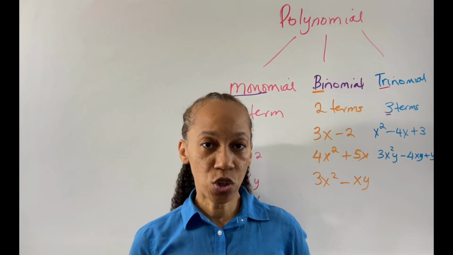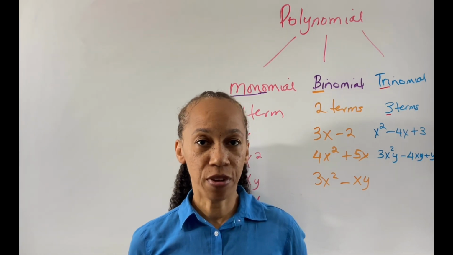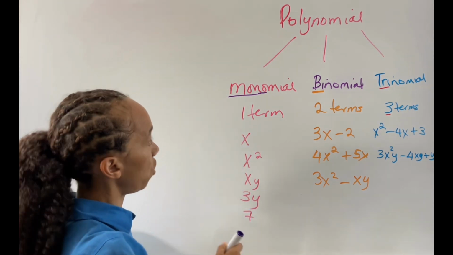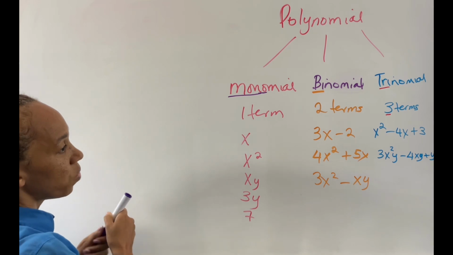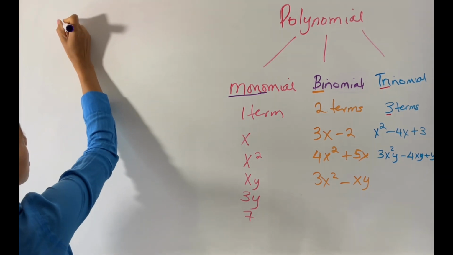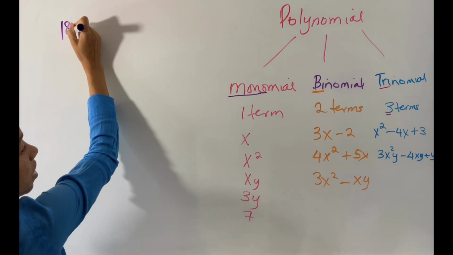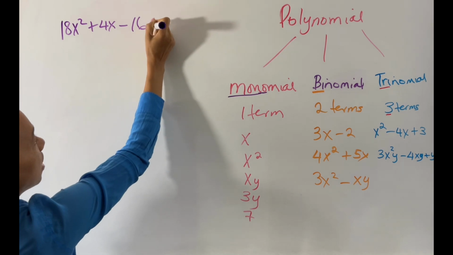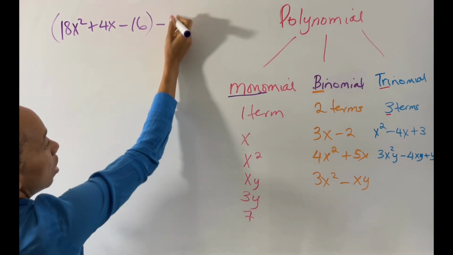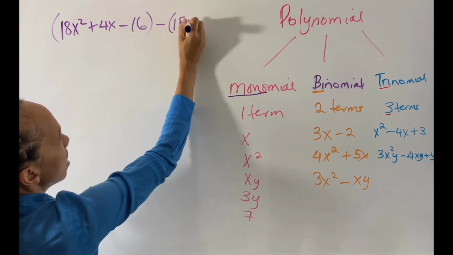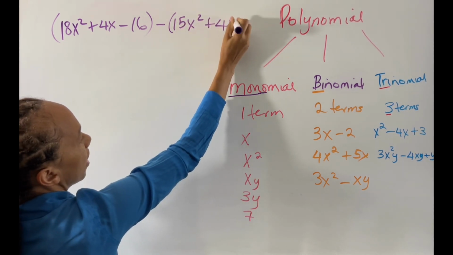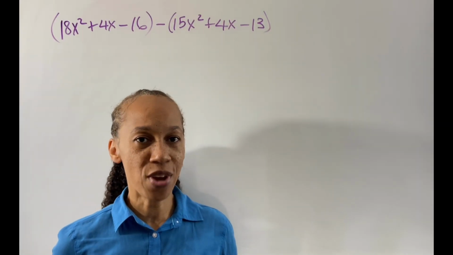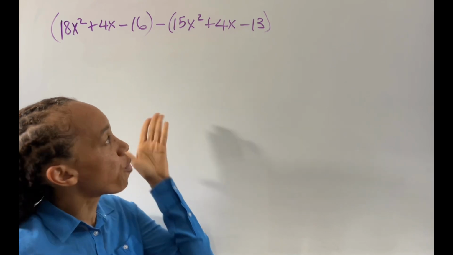When you write it in standard form, I'm going to show you two methods of subtracting a polynomial, and I'm going to start by giving you the first example, which is 18x squared plus 4x minus 16, and I want you to subtract 15x squared plus 4x minus 13. In this example, we are going to subtract the polynomial. And notice you have parentheses here.